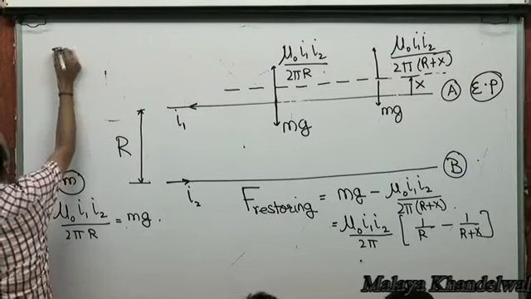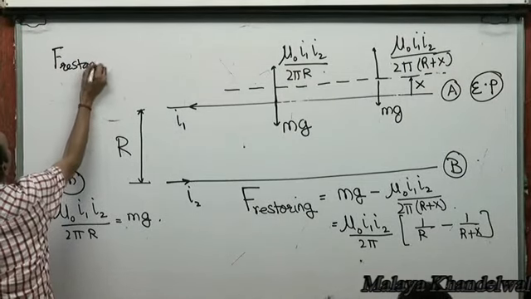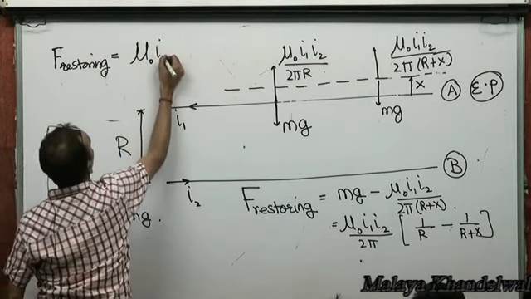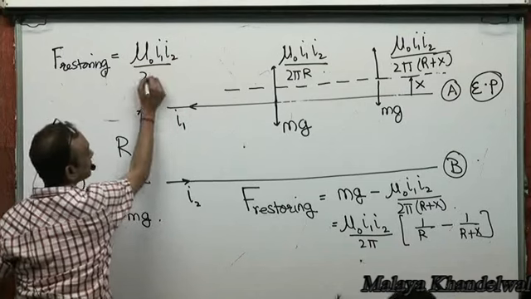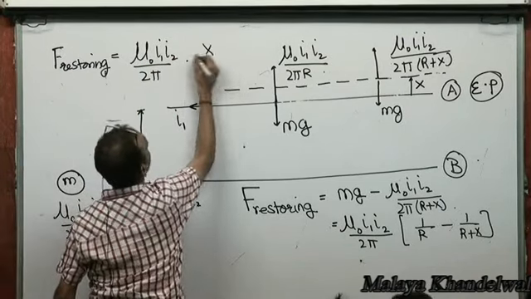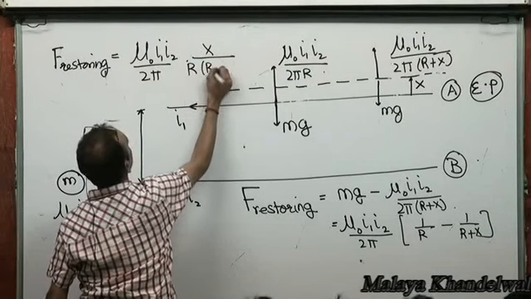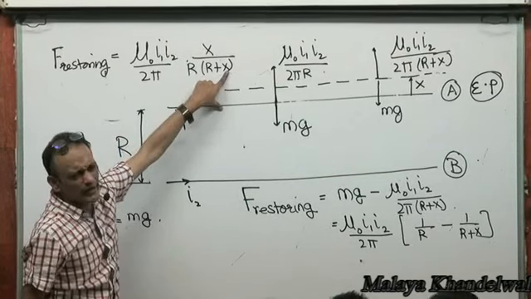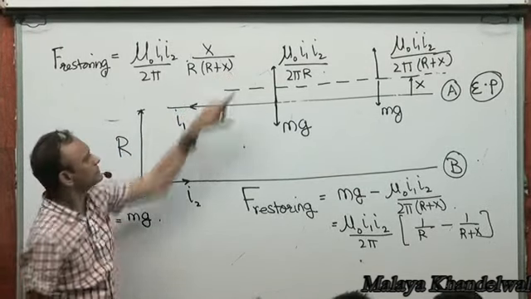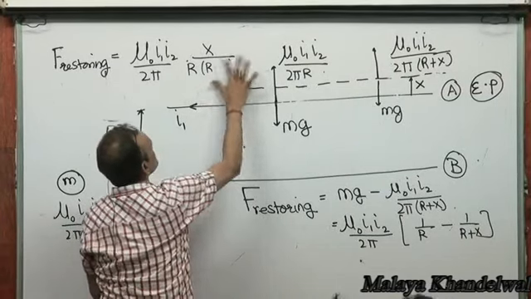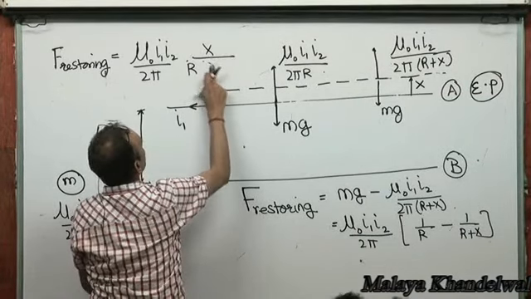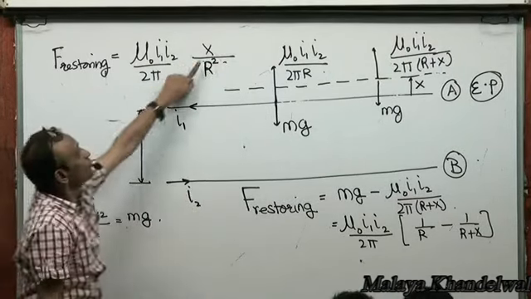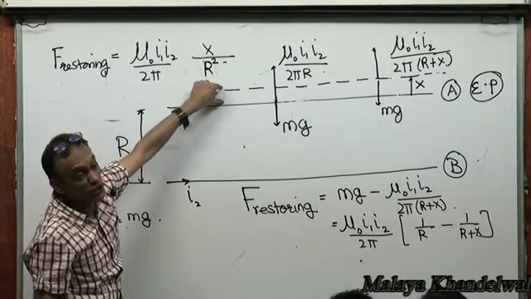Which then, F restoring, as you can see, turns out to be mu naught I1 I2 by 2 pi into x by r into r plus x. R is much larger compared to x, so r plus x is approximately r. So I replace this, and this r into r will be r squared. So do you see that the restoring force is proportional to x, the displacement from the equilibrium position?